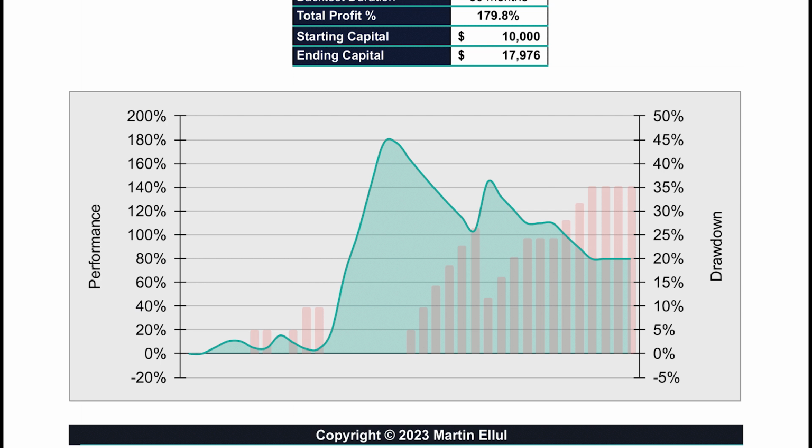I think we can perhaps add another indicator to filter out the false signals and the noise, even on the daily time frame.